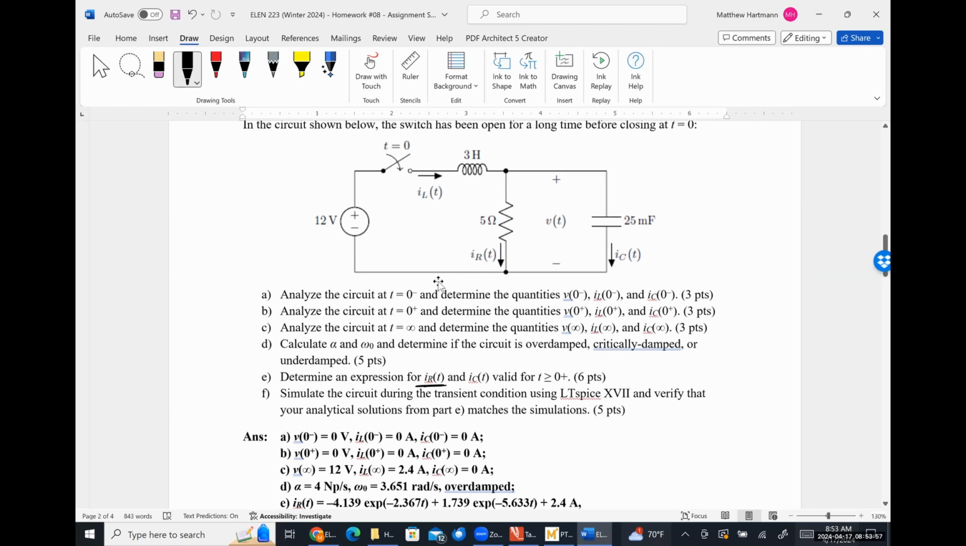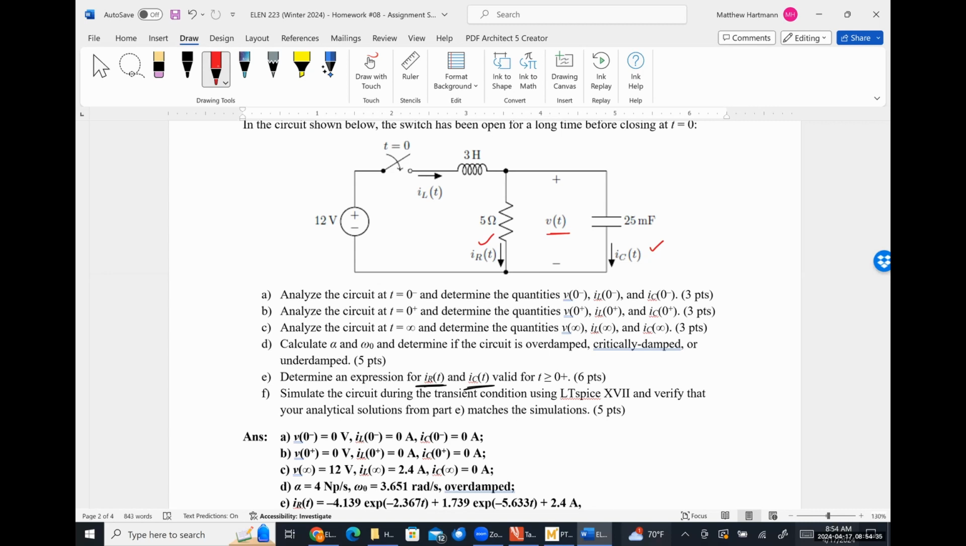So I would argue we're trying to find IR of T and IC of T in this particular problem, okay? Since we're trying to find IC of T, we're definitely going to need to know V of T, right? So we would be finding this V of T, which would allow us to find IC of T, but V of T divided by 5 ohms also gives us IR of T, right?